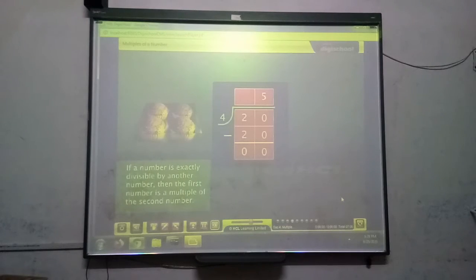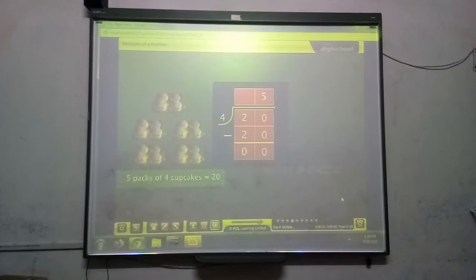If a number is exactly divisible by another number, then the first number is a multiple of the second number. Since 20 is exactly divisible by 4, 20 is a multiple of 4. So, seller can buy exactly 20 cupcakes by buying 5 packs of 4 cupcakes.